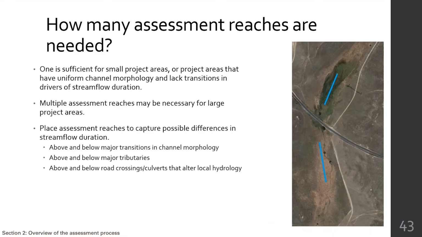The number of assessment reaches that are needed will depend again on your application. If you're talking about a small project area or a project area that is pretty uniform in terms of the channel morphology, one could be sufficient. But for larger projects, you probably need to do multiple assessments. In general, you want to place your assessment reaches to capture the differences in stream flow duration, like above or below road crossings, above and below major confluences, or in areas with different channel morphology.